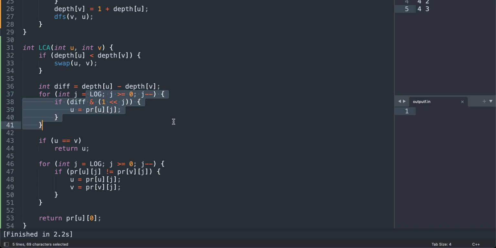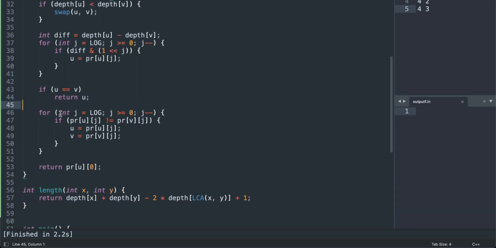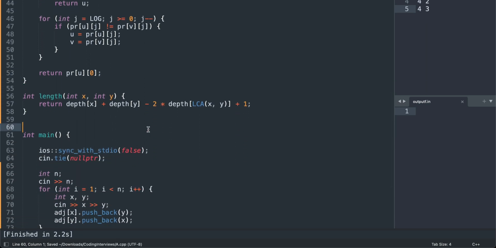Go from higher powers of j, it doesn't matter. If u is equal to v, return u. Otherwise take the jump, do a binary search, right? Can I take this much jump? Yes, you can, if and only if I'm not crossing the LCA, meaning these two are not equal, then only take the jump. Keep on jumping until this condition is met. For j equal to 0, it will be equal. Okay, I think it should work. Let's try.